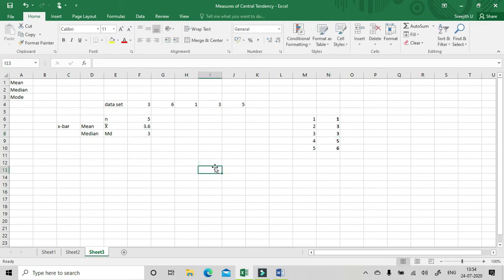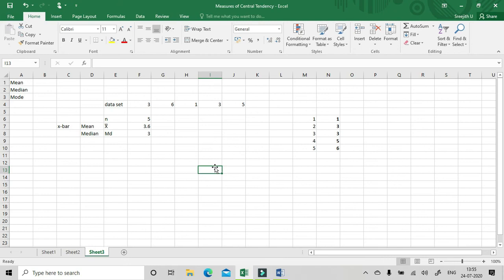Now, because it was just 5 numbers in this data set, it was easy to spot that it was the third number. So what do you do when you have a larger data set? Let's say, what do you do when you have 80 numbers? You can't simply look at it and determine what's the median, right? So therefore, we have a mathematical formula for this.